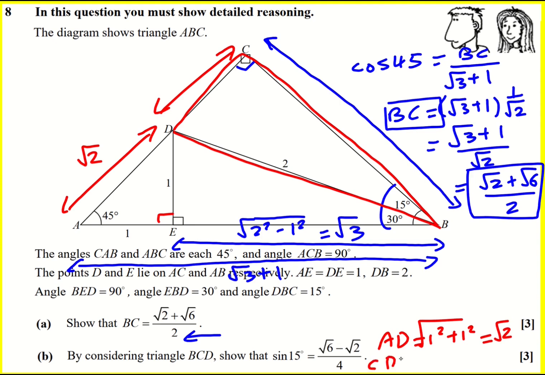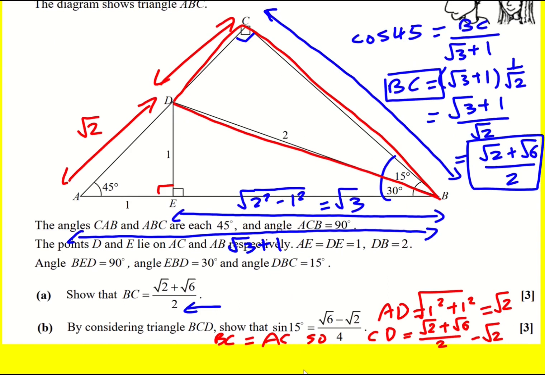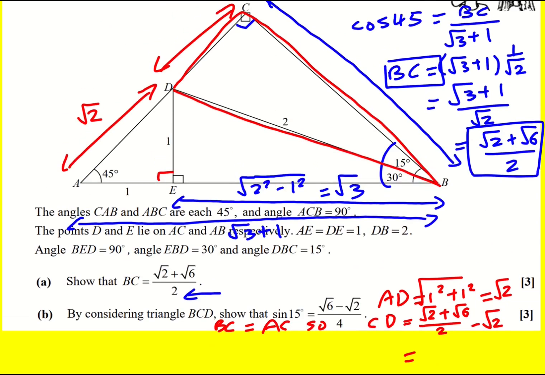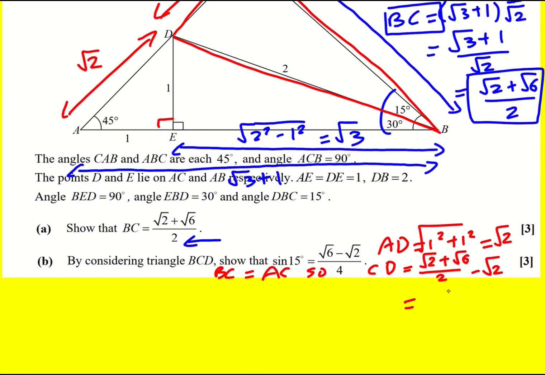And therefore, CD is going to be this root 2 plus root 6 all over 2, because they're the same length. It's the same BC. Maybe I should just write it down, that BC is equal to AC. So I just need to minus the root 2 here. I could put it over a common denominator. So it's going to be root 2 plus root 6 minus 2 root 2 all over 2. Okay, this is working well now, because I've got my root 6 minus root 2 in the answer, all over 2.